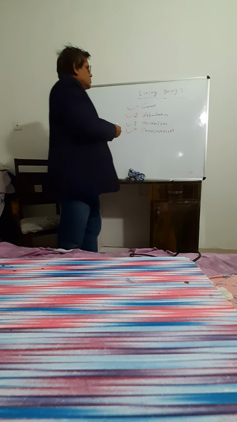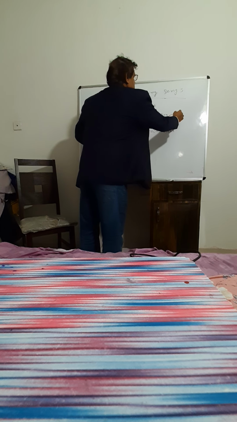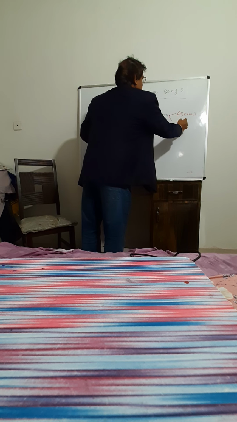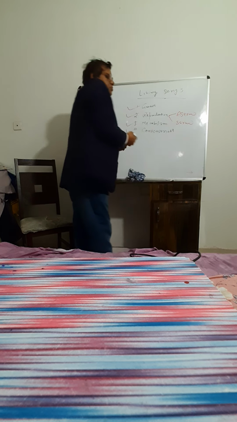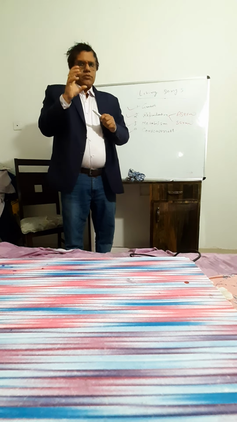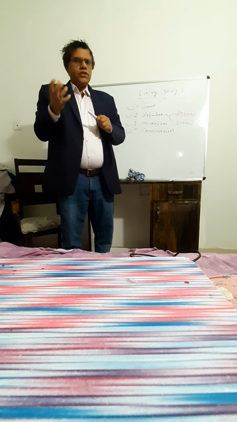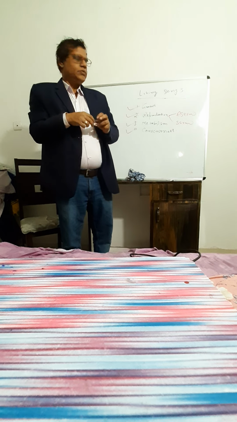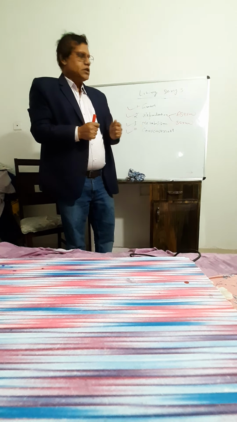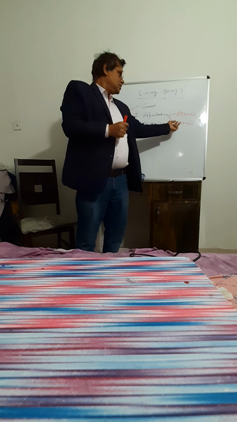Reproduction is actually of two types. One is asexual, another is sexual. In sexual reproduction, gametes, that is sperm and ovum, combine to form a zygote, and then there is a formation of individuals. So this is called sexual reproduction. That means two partners are essential in sexual reproduction.